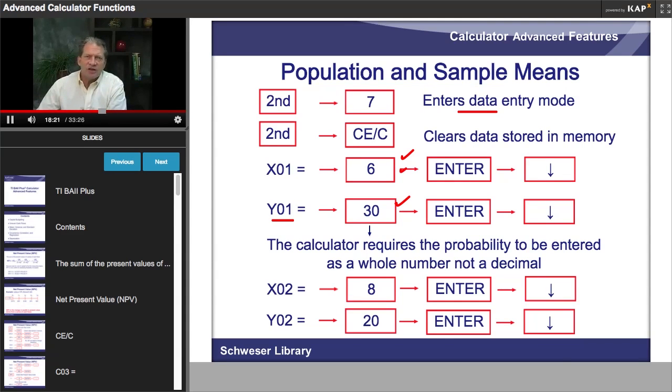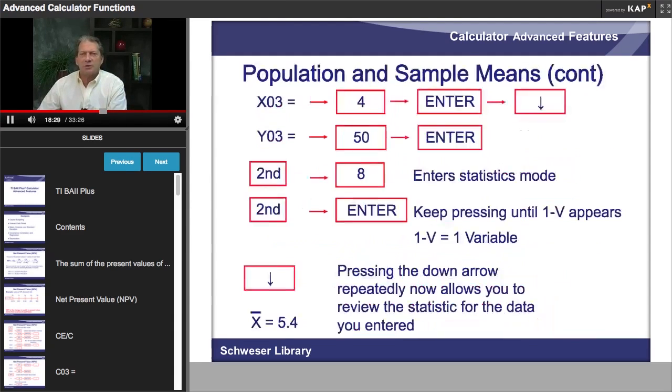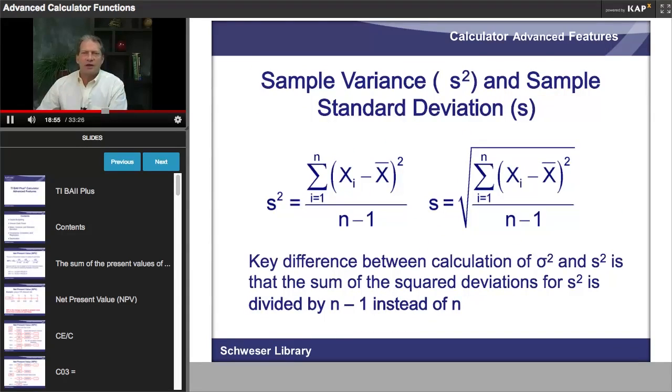So 6 has a probability of 30%, so we enter, scroll down. 8, enter, scroll down. 20% probability, enter, scroll down. 4 has a 50% probability, enter, scroll down twice, and then enter statistics mode. Now, again, we need to tell it that there's just one variable. And when we do that, it'll calculate that weighted average of those three values using those probabilities as weights as 5.4, and that's 5.4%.